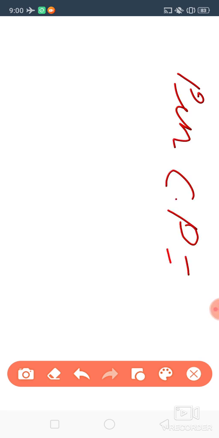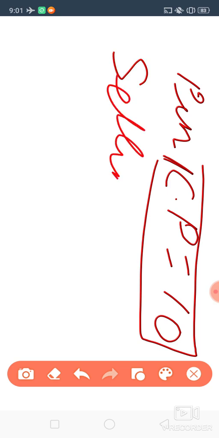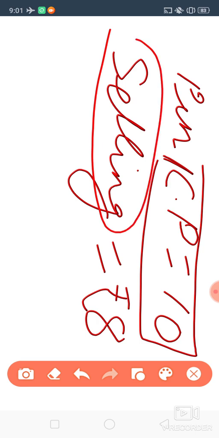Now suppose you have bought the pen for 10 rupees, so the cost price is 10 rupees. Now that pen you are selling to someone else for 8 rupees. Whatever price you are selling at is called the selling price.